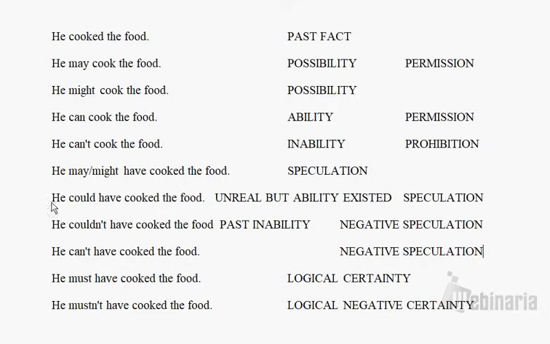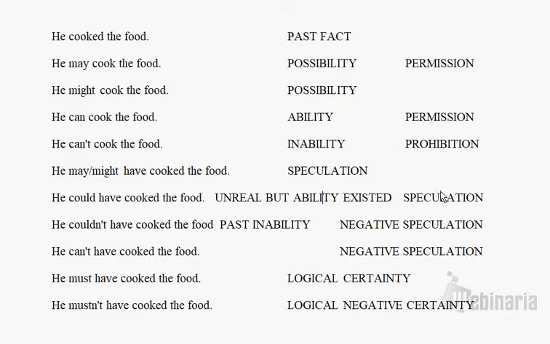This is where it gets a bit more complicated. He could have cooked the food. Firstly, this is unreal. It means he didn't cook the food. He could have cooked the food, but he didn't. But the ability existed, so he knew how to cook it, and he had all the things available to cook it if he needed to, or if he wanted to. He had the ability to do it, but he didn't do it.